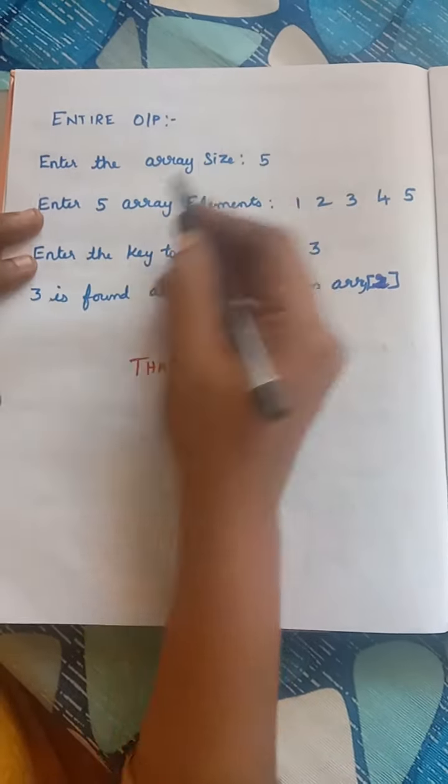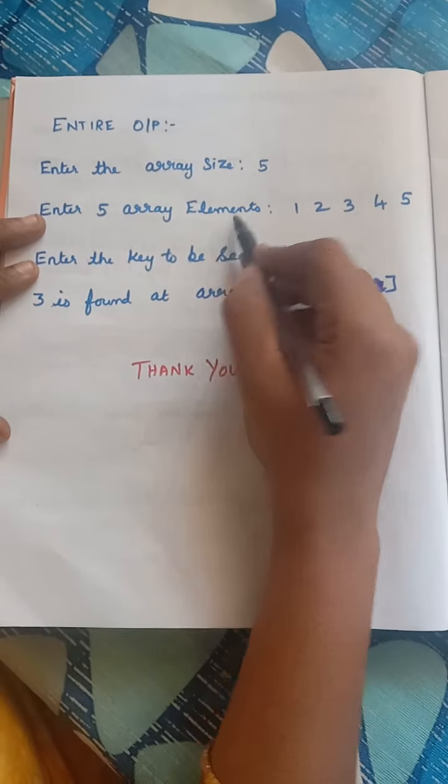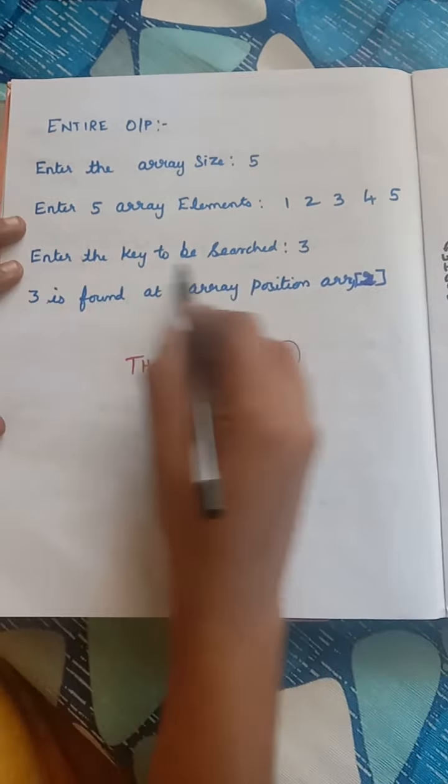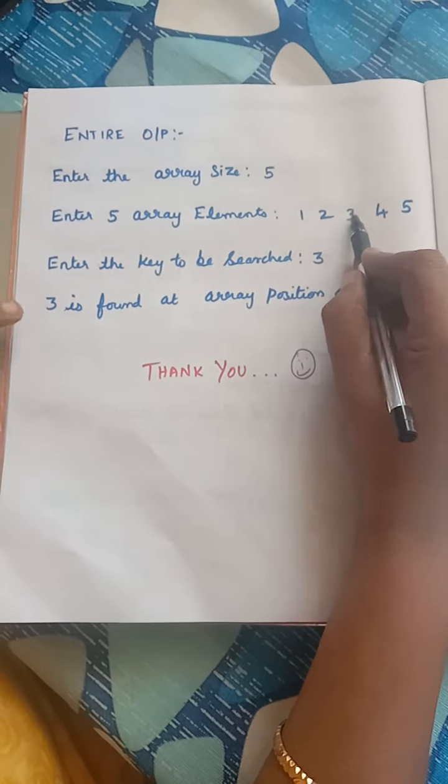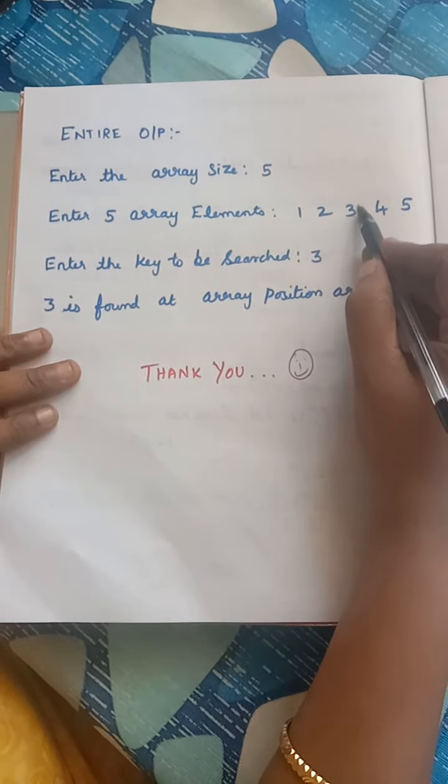This is the actual output that I am getting for the previously written program. Enter the array size 5. The 5 array elements are 1, 2, 3, 4 and 5 and the key element searched is 3. 0th position, first position, second position. So 3 is found at the array position array of 2.